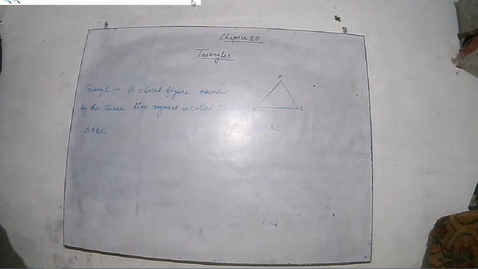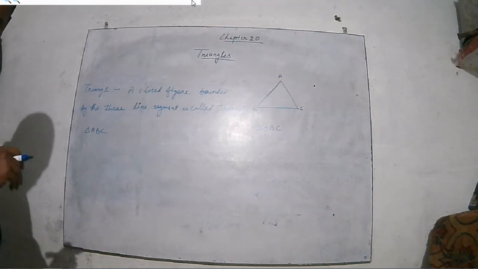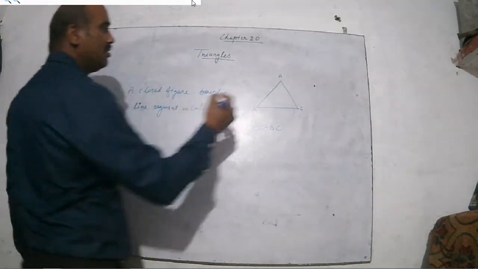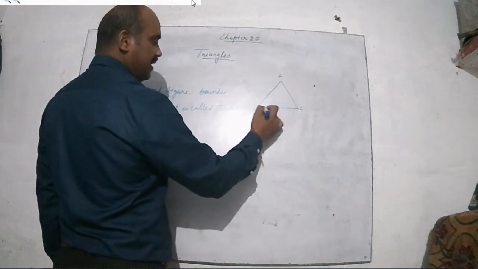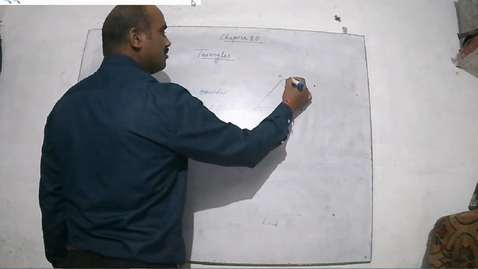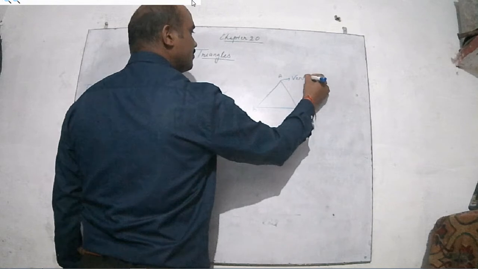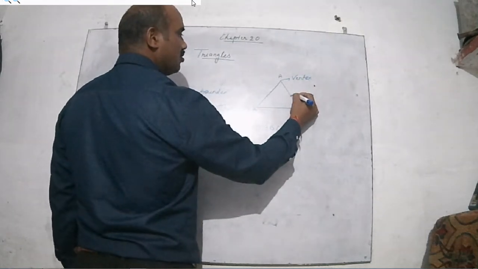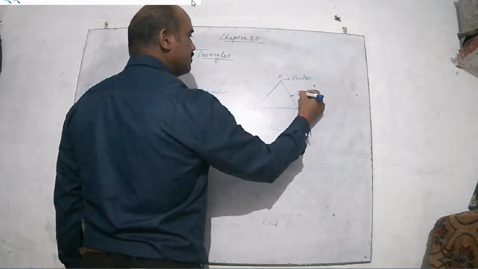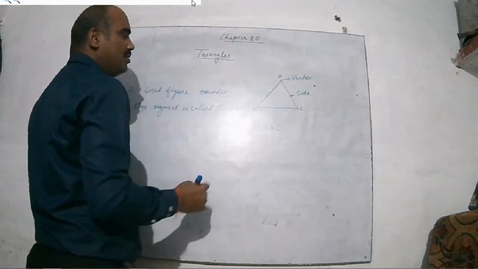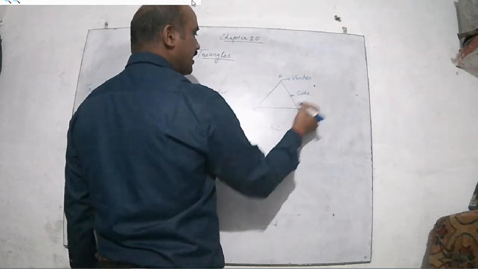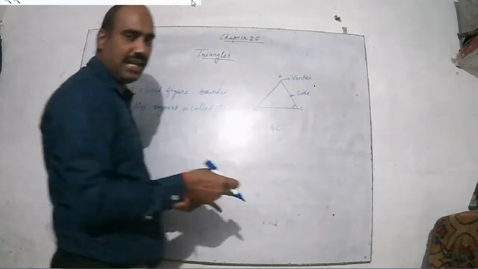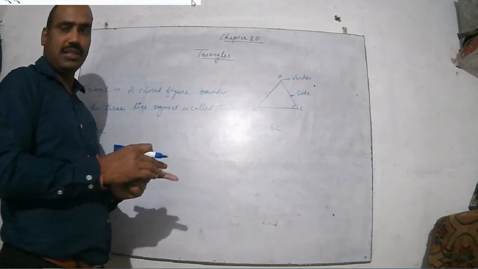Now in triangle ABC, here you see where two lines meet, that point is called a vertex. These are also called sides. Vertex, side, and this is called an angle. When two lines meet, they make an angle. In the previous chapter you learned it.